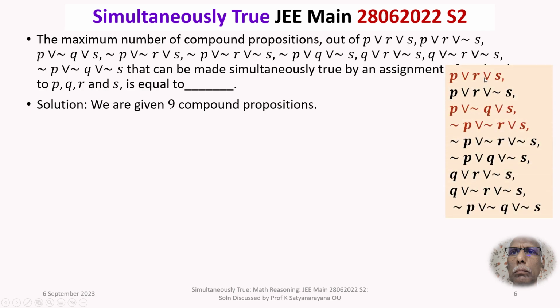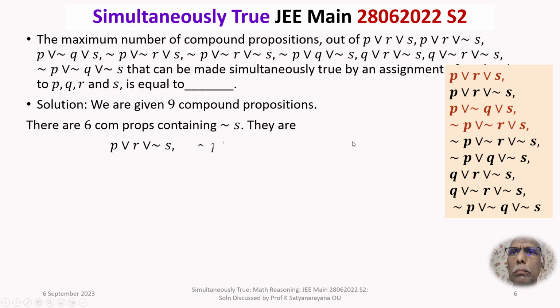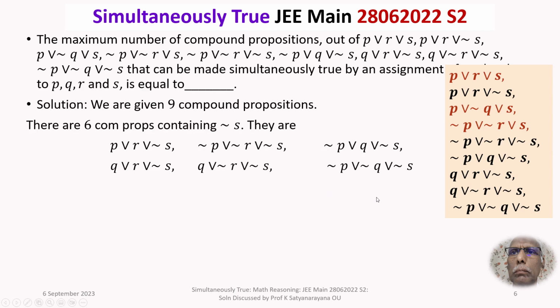The red ones are those containing S. The black ones are those containing negation of S. There are 6 compound propositions containing negation of S. These are the first 3, the next 3, 6 of them. Agreed.